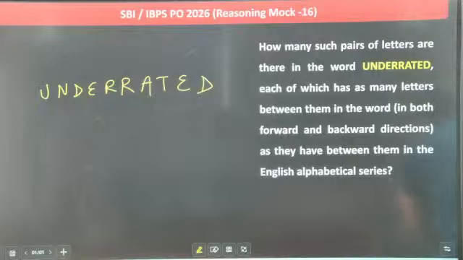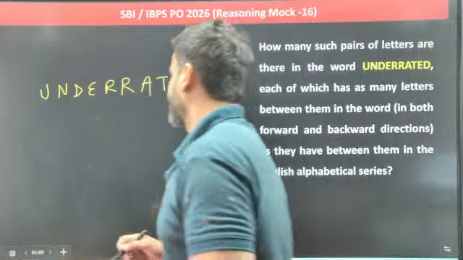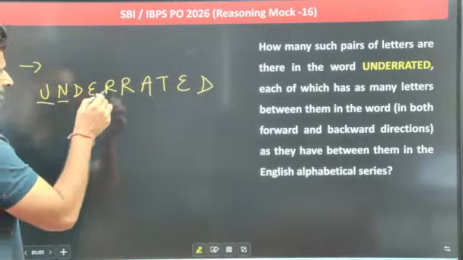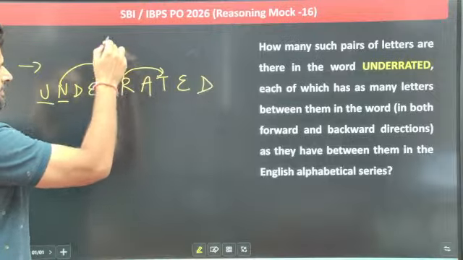One, six pairs. Very good. Let us cross check. Keeping the same spelling. U V W X Y Z N O P Q R. Yes. R S T.